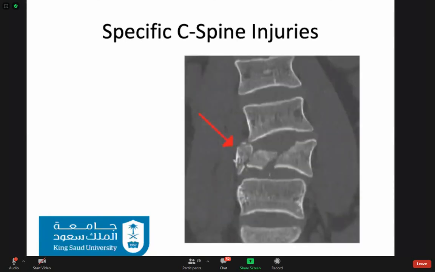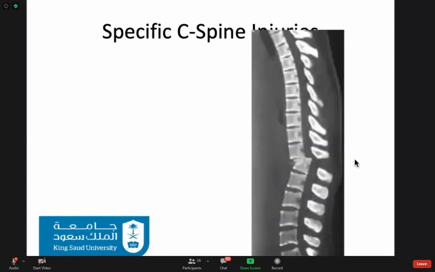So what's this? This is a fracture, but it's also a fracture dislocation. So that's why it's important to know. This is also a fracture dislocation.